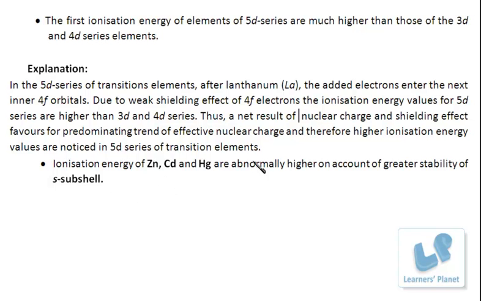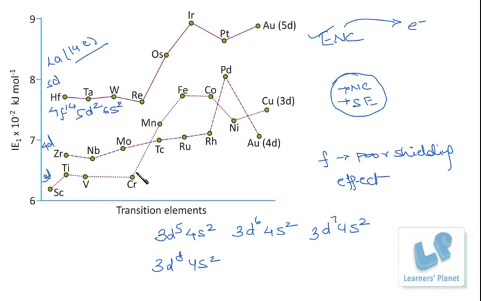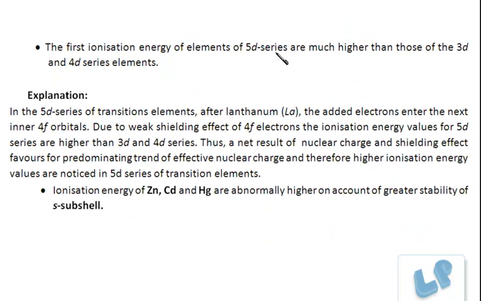Ionization energy of zinc, cadmium and mercury are abnormally high on account of greater stability of the s subshell. See here, this is the plot. It is increasing gradually with a high increase at manganese, increasing, becoming constant, decreasing, and again increasing. So it becomes irregular after manganese. In the other series, you can see there is an increase, then it becomes constant, increases, and then decreases. So this is about the trends of ionization energy of transition elements.